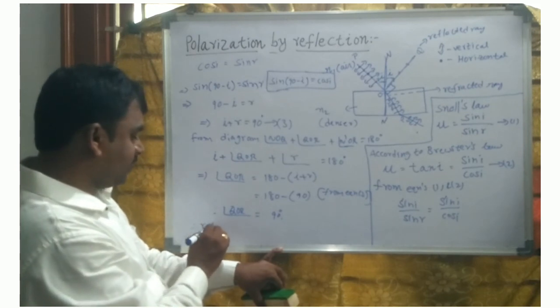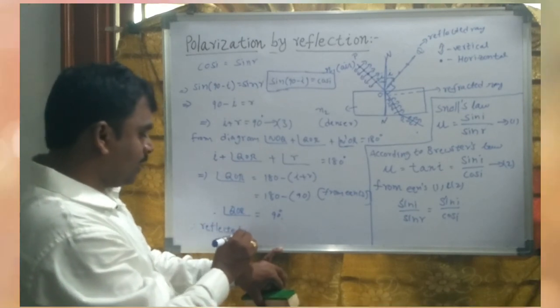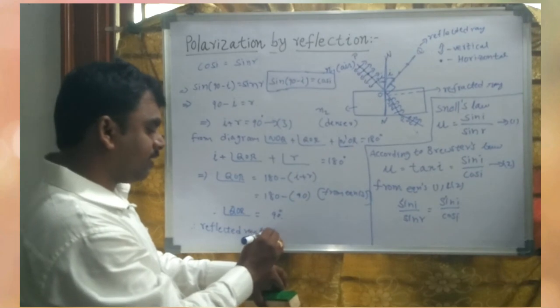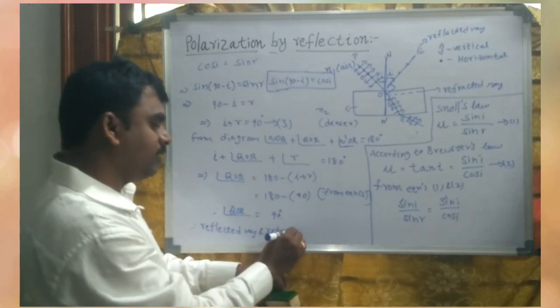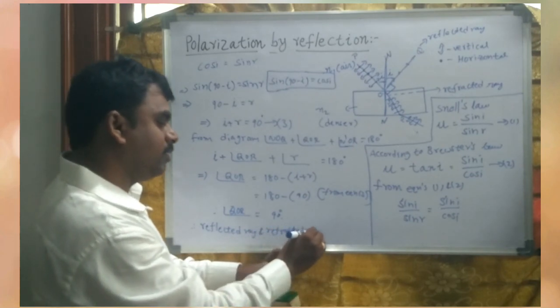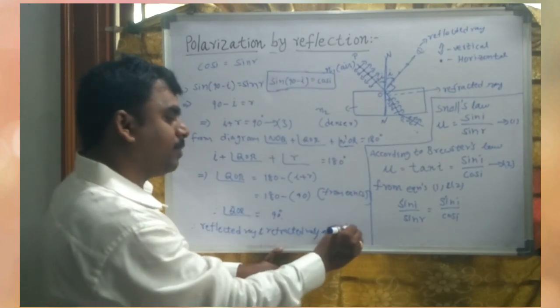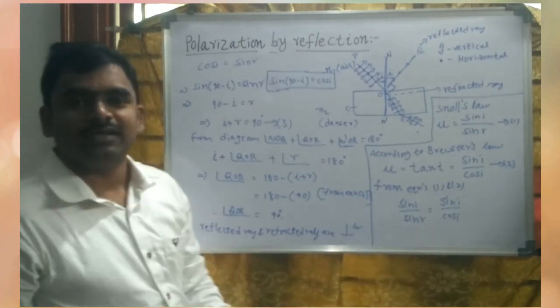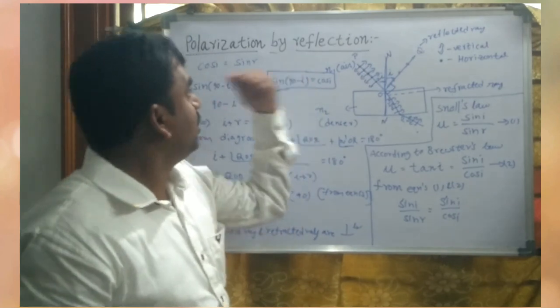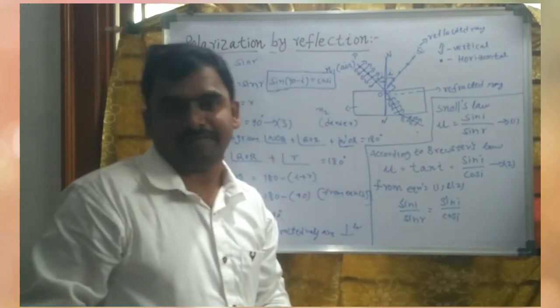Therefore, the reflected ray and refracted ray are perpendicular. This is the concept of polarization by reflection.